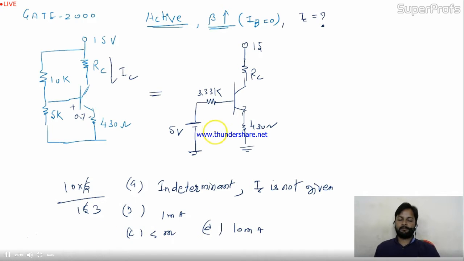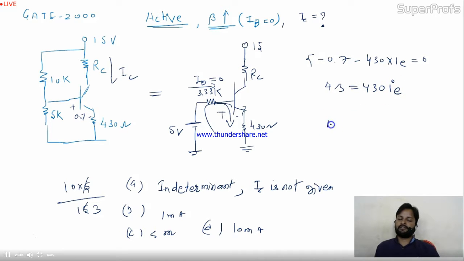Now this is the input mesh. Apply the KVL over here, and remember IB is 0 because beta is very large. So this is 5, no voltage drop over here, and here I'm getting minus 0.7. And here minus 430 into IE equal to 0. So this will be 4.3 equal to 430 IE. So IE equal to 4.3 divided by 430. So this is 1 milliampere current.